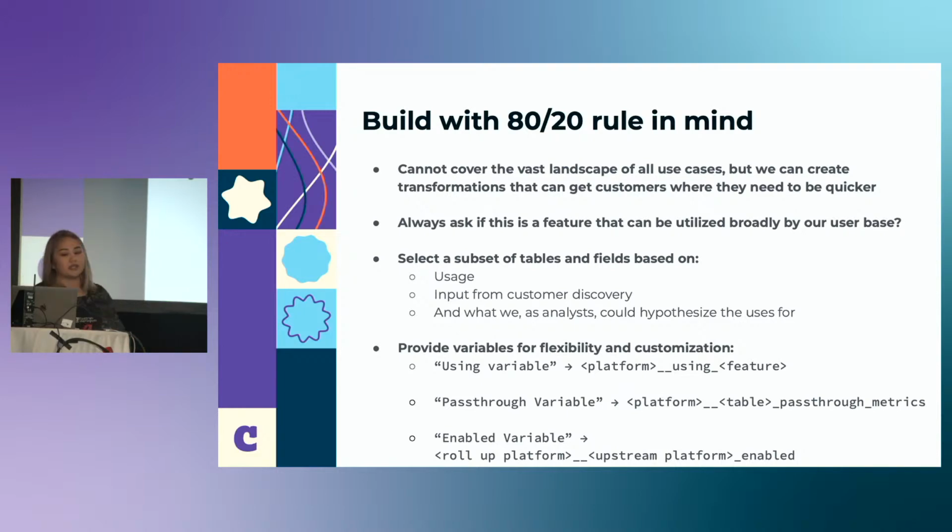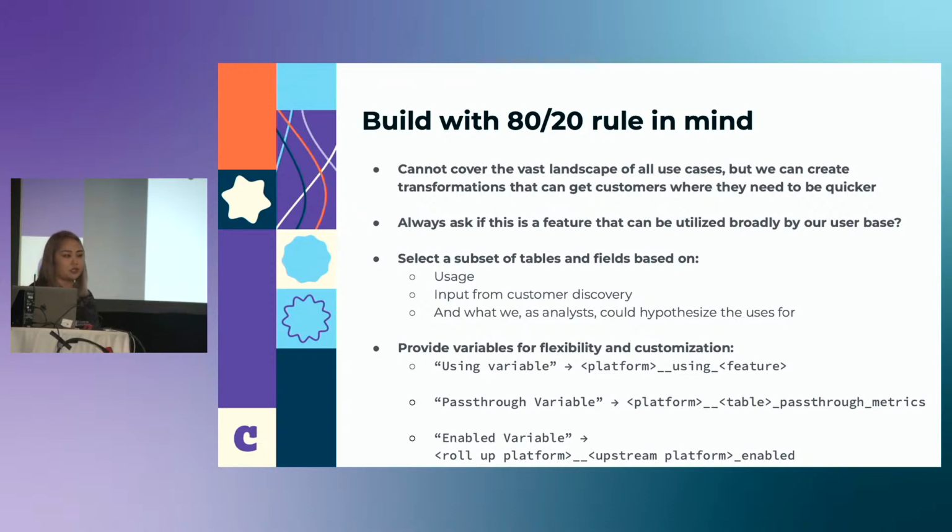Finally, some of the ways we offer flexibility and customization are with variables in our packages. So these three are an example of the types of variables we typically incorporate in our packages. The first one is what I would call using variables. So this variable enables features that maybe not all customers have enabled, but for the many that do, it's absolutely business critical that they include this type of feature.